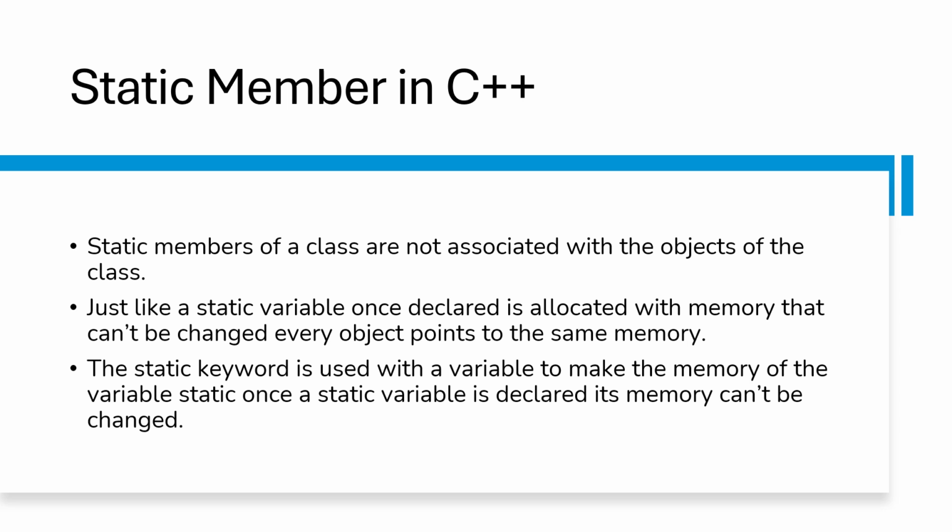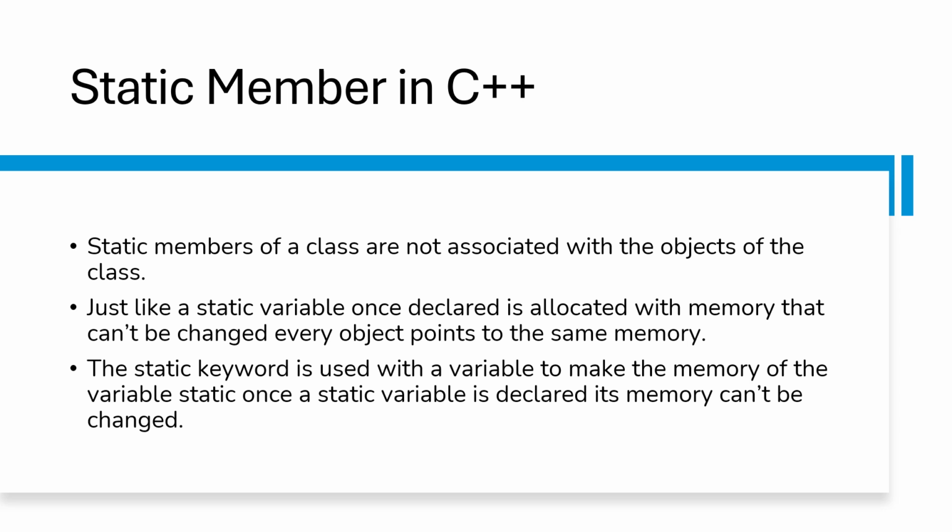So why use the static member in C++? What is the difference between the normal variables, normal members and the static member? Everything we are going to see in this topic. First, what is a static member? Why are we using it?